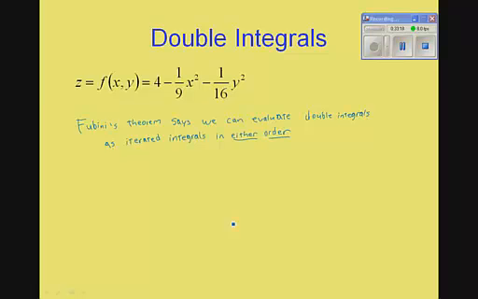Do I want to write it out? No, because we're going to get to break, and I do want to finish this example at least before break. So let me have you evaluate the following integral. I'm actually going to put limits of integration on here. I'm going to say we're evaluating from 0 to 3, and from 0 to 2. Okay? And we're going to evaluate 4 minus 1/9 x squared minus 1/16 y squared. Okay, that's the function.